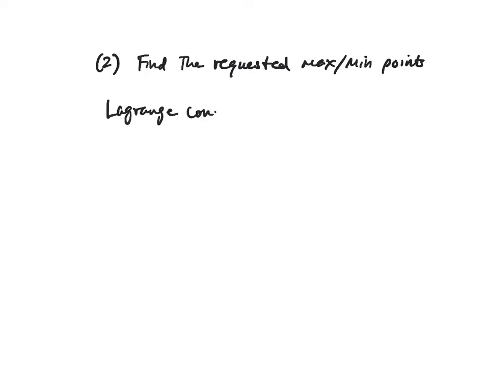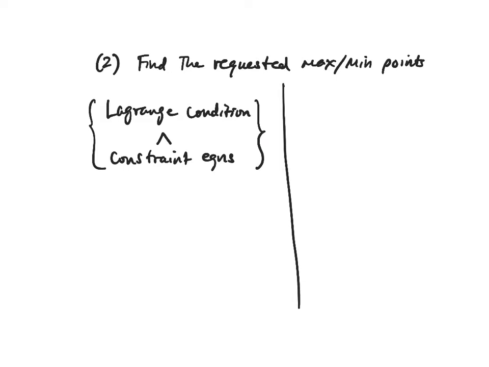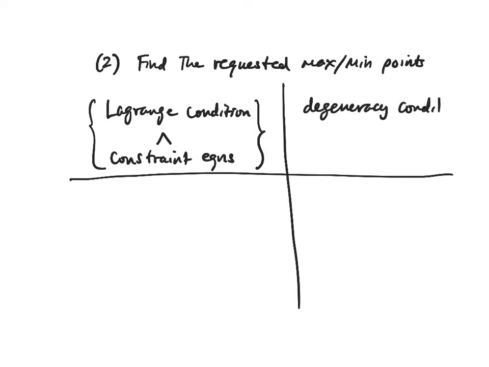Okay, step 2 is going to be to find them. By doing the following thing. We're going to take the Lagrange condition conjoined with the constraint equations. That's going to give us one system we're going to solve. That's one source of candidate points. The other source of candidate points is the degeneracy condition, conjoined with, again, the constraint equations.